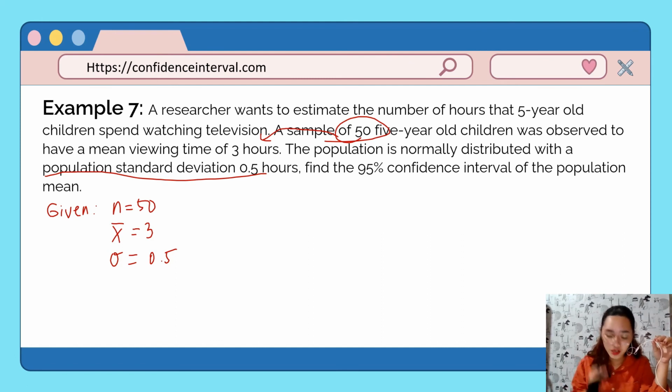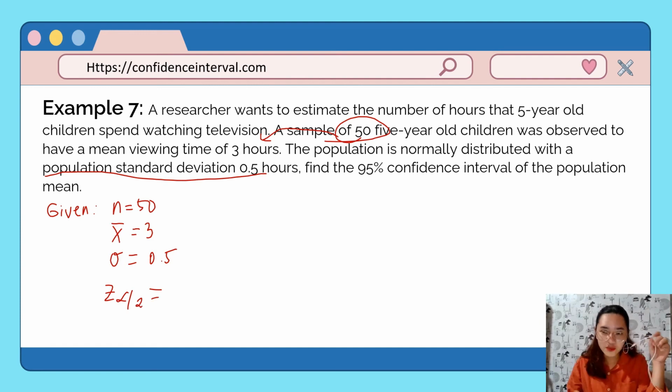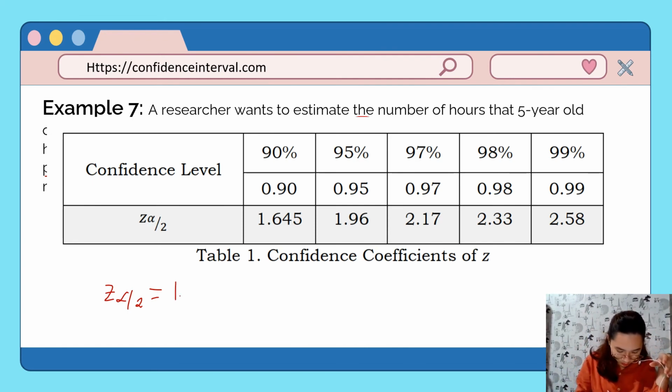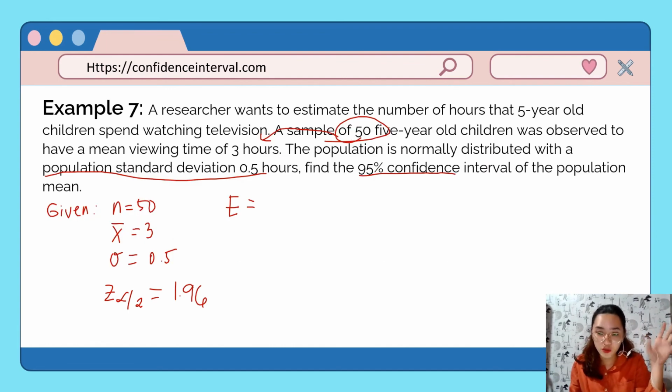So, therefore, we are going to use the z-value. So, we need to find the value of z alpha over 2. Gagamitin lang natin yung table 1 natin. Hanapin ang 95% confidence level. Our z alpha over 2 is 1.96.